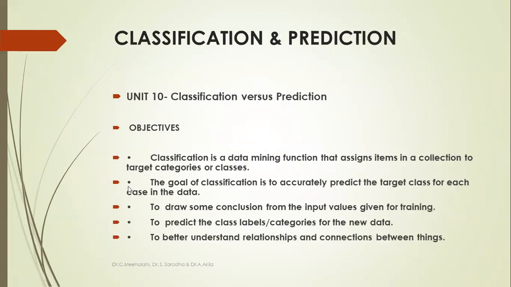So let us see first what is meant by classification. Take an example of a bucket full of balls of different colors. When you want to segregate them, how will you segregate? You have an attribute called color. Based on the color, you will be segregating them into different categories. So this is what we call classification.